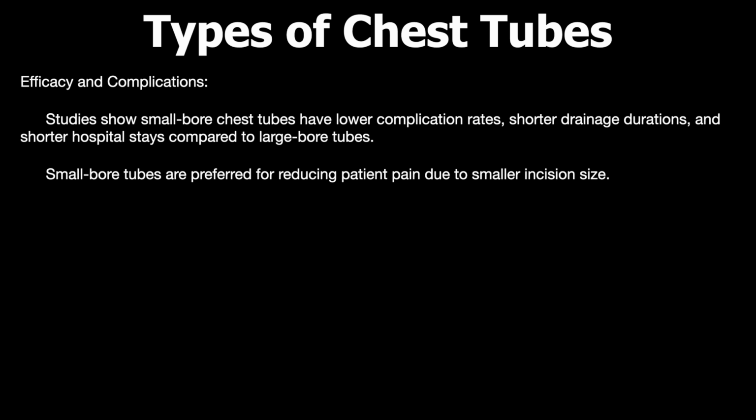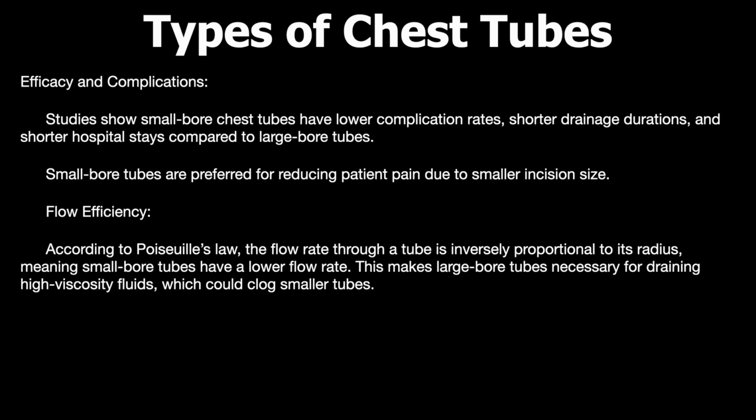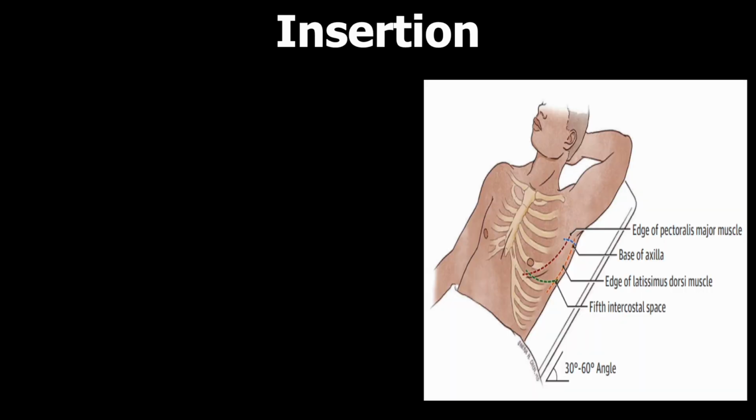Now, small bore tubes are preferred for reducing patient pain due to smaller incision size. The flow efficiency. According to Poiseuille's law, the flow rate through a tube is proportional to its radius, meaning a small bore tube has lower flow rates. This makes large bore tubes necessary for draining highly viscous fluids which could clog smaller tubes. Regarding clinical trials, they have demonstrated benefit of small bore tubes in terms of reduced pain, shorter drainage duration, and hospital stay for conditions like secondary spontaneous pneumothorax and traumatic pneumothorax compared to large bore tubes.